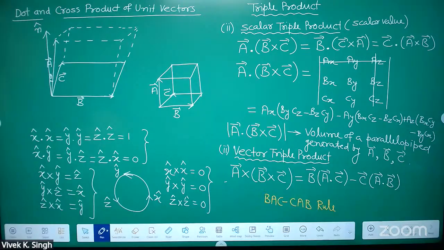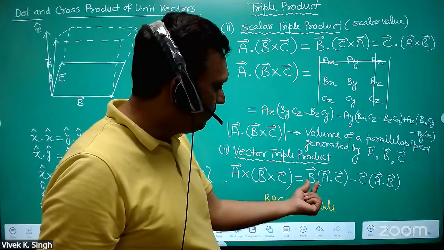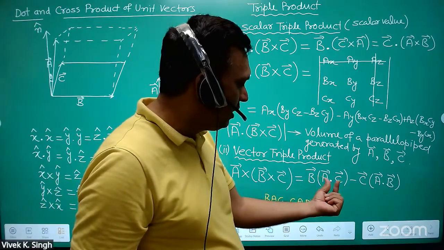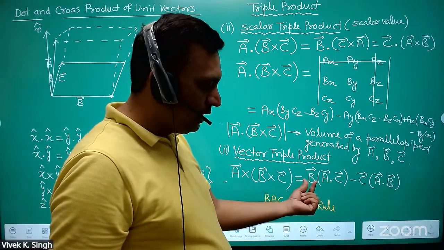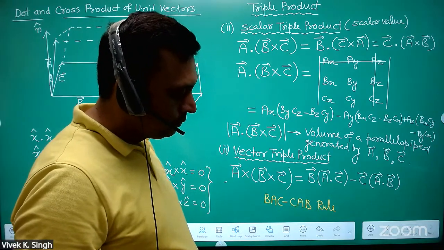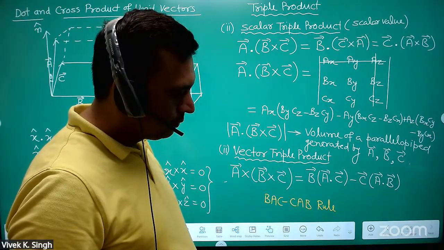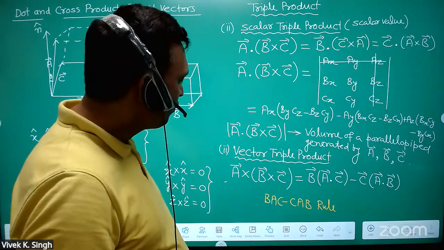Please note down. Sir, here B bar is a scalar product of A bar dot C bar, or is it a vector product? This is B into A dot C, because A dot C is a scalar. If you multiply B with a scalar, it is a vector.